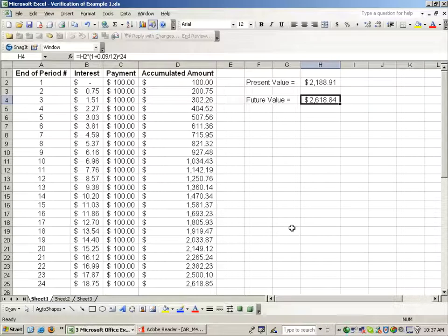So if you invested this as a lump sum or decided to set up an annuity, at the end of 2 years you end up with the same amount of money. This is what we have verified with this work. Okay, let's look at one more example.